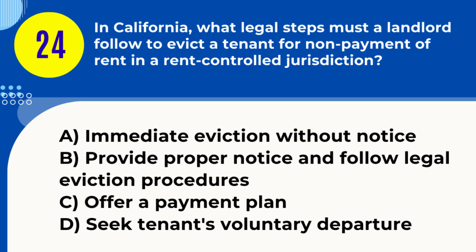Question 24. In California, what legal steps must a landlord follow to evict a tenant for non-payment of rent in a rent-controlled jurisdiction? A. Immediate eviction without notice. B. Provide proper notice and follow legal eviction procedures. C. Offer a payment plan. D. Seek tenant's voluntary departure.